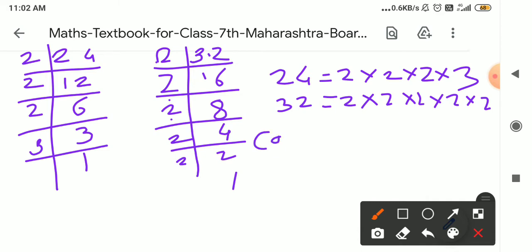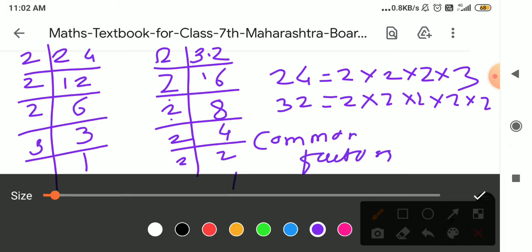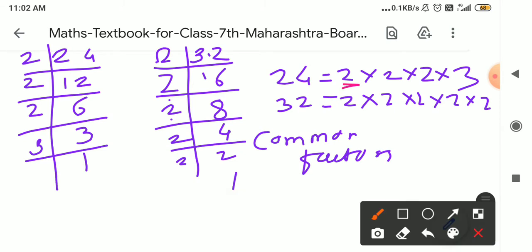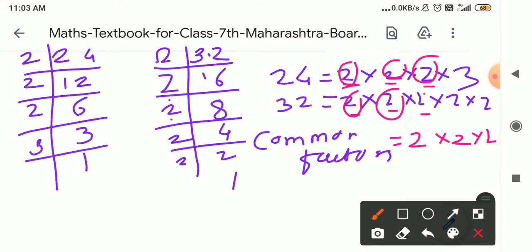Now we have to find out the common factors. So here, which are the common factors? First is 2. 2 is the first common factor. Then one more 2 is there, and here one more 2 is there. So in total 3 common factors are 2 into 2 into 2. So we have to note down the common factors. In the remaining, one has 3 and the other has 2 into 2.